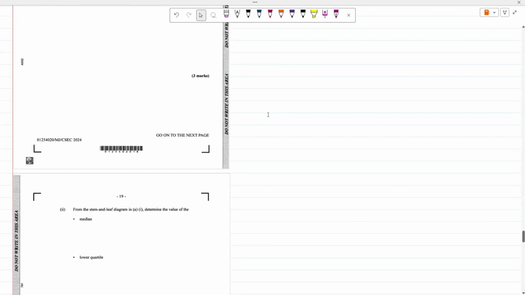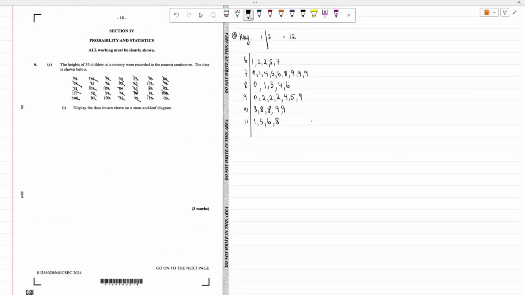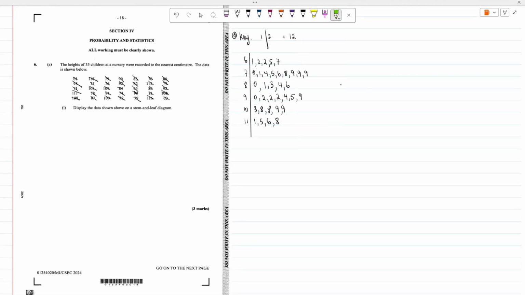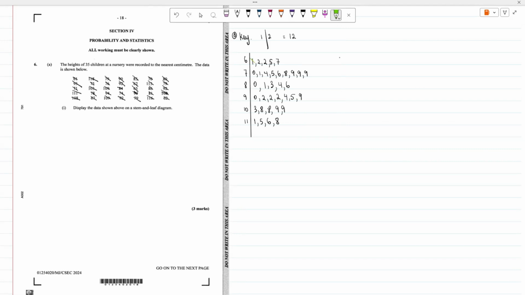From the stem and leaf, determine the median, lower, and upper quartiles. So the median, super easy. I'll show you how to do this already. We cancel first with last, first with last, first with last, going along the road. Yeah? So there we go. First with last.